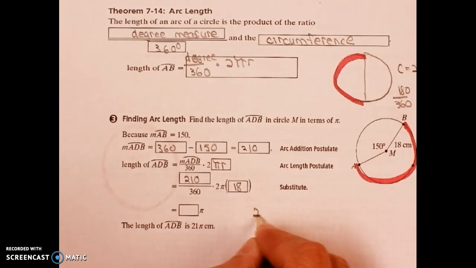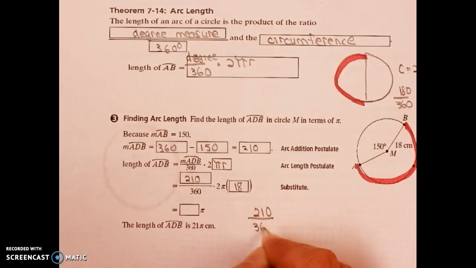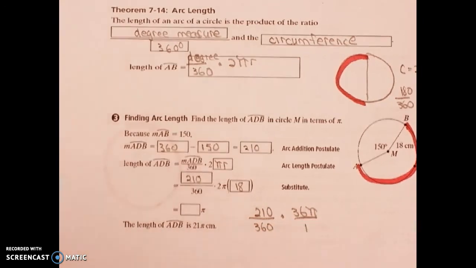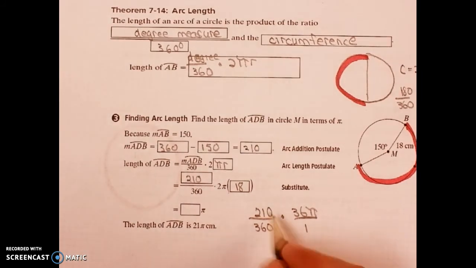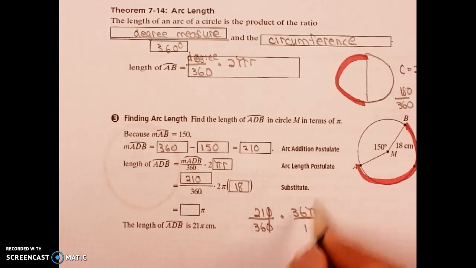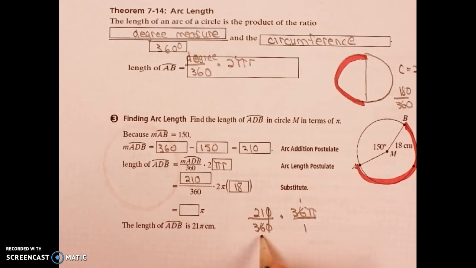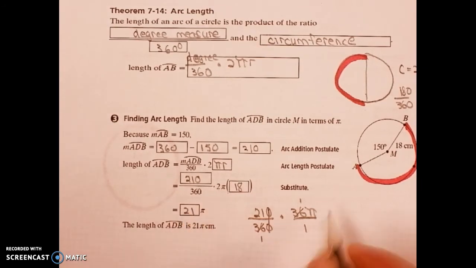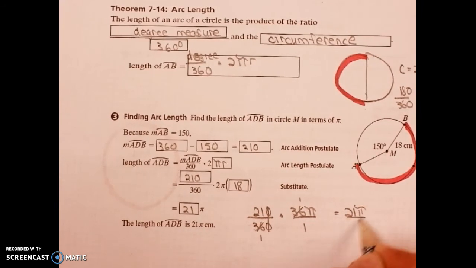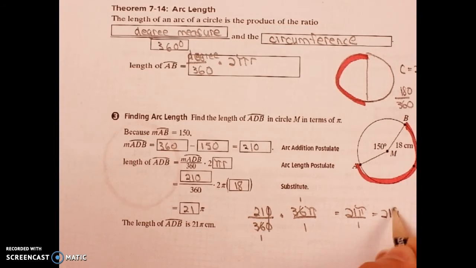So let's talk about how do we simplify this. So first thing I'm noticing, I can cancel these zeros out. Second thing I'm noticing, I have a 36 and a 36. And remember, if you have the same factor in the numerator and denominator, we can cancel those out. And we end up with 21 times 1 pi, which is 21 pi over 1, which is just 21 pi.